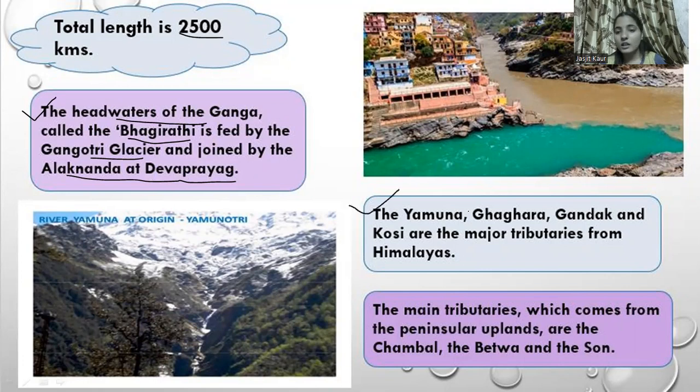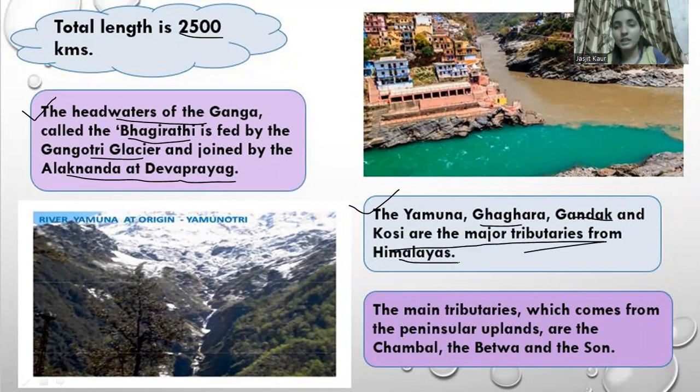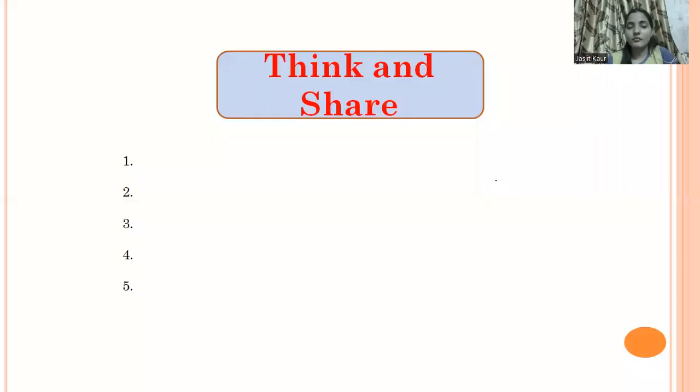So the Yamuna, Ghagra, Gandak, and Kosi are the major tributaries from the Himalayas. So these are the four major tributaries of the Ganga River from the Himalayas, and the main tributaries which come from the peninsular uplands are the Chambal, the Betwa and Son. So these are the three important tributaries from peninsular India, whereas these are from the upper portion, that is from the Himalayas.